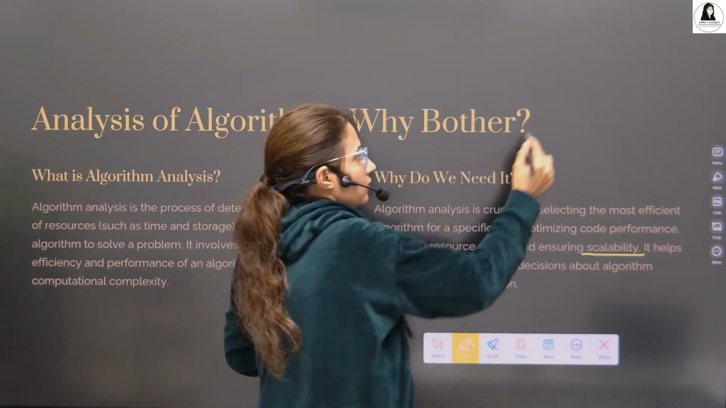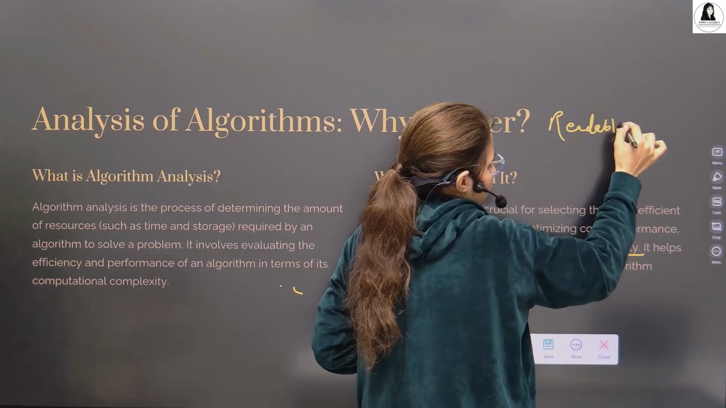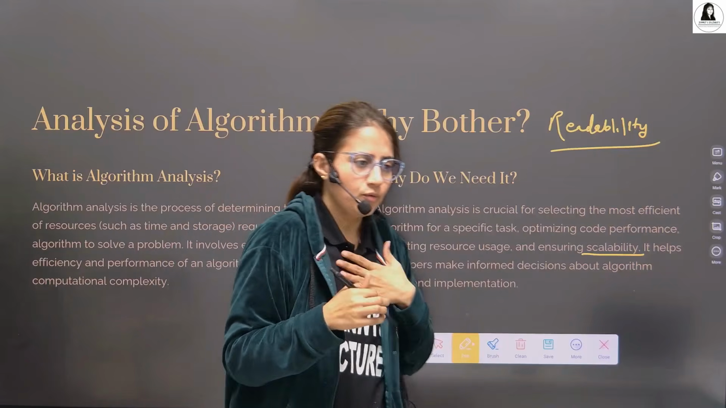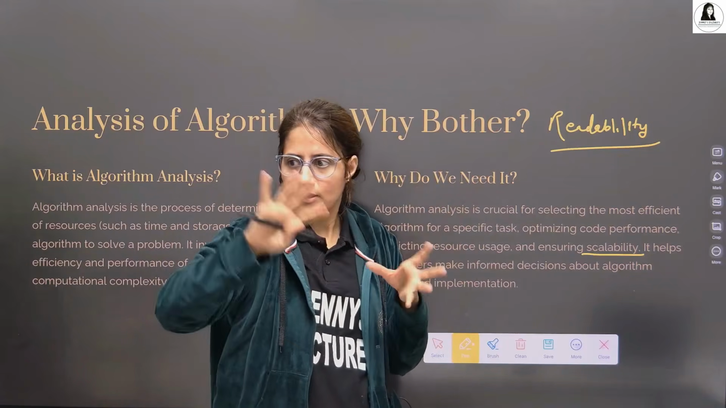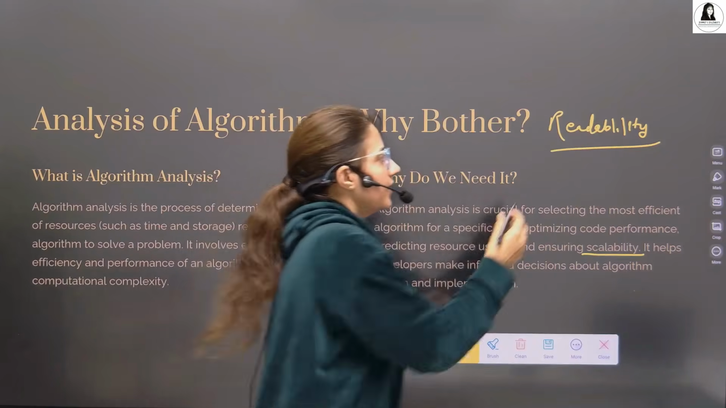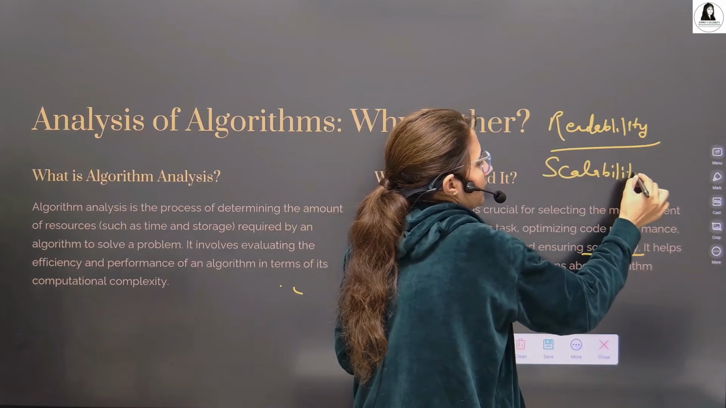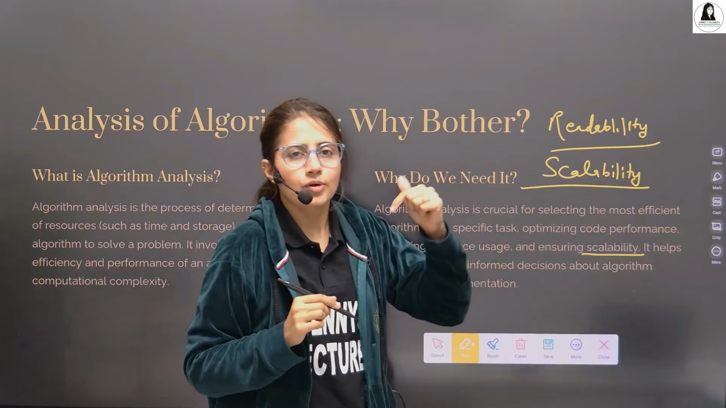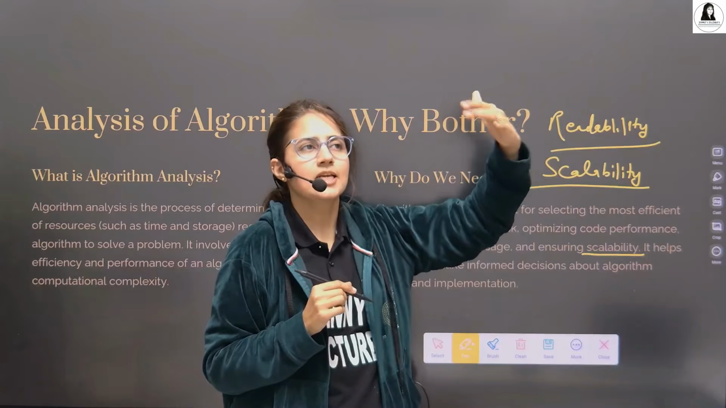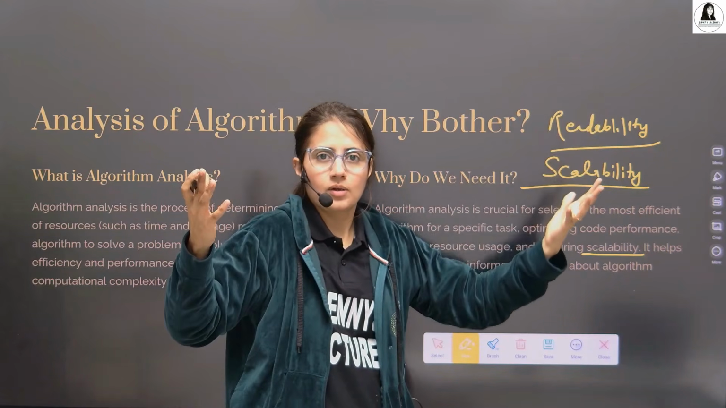two things are important. One is readability. Readability means your code should be readable. If I want to read that code and understand it, or any other developer wants to understand the code, it should be readable and clean. Second is scalability. Scalability means your code or your program or your software should be scalable. Scalable means it works on a large amount of data as well.